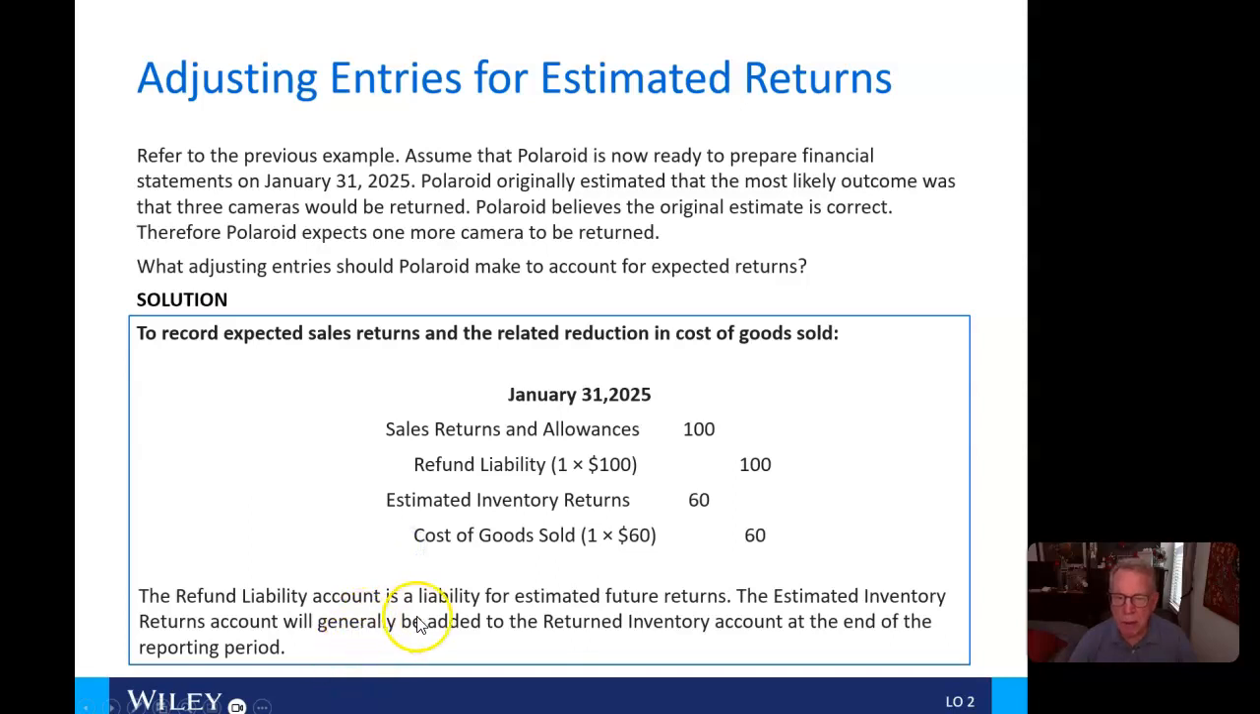So the refund liability account is a liability for future returns. The estimated inventory returns account will generally be added to the returned inventory account at the end of the reporting period.